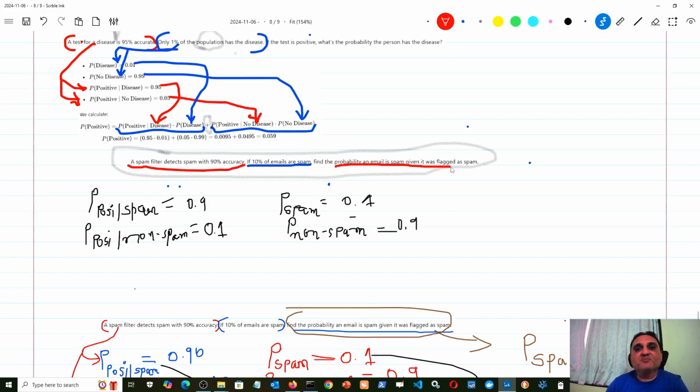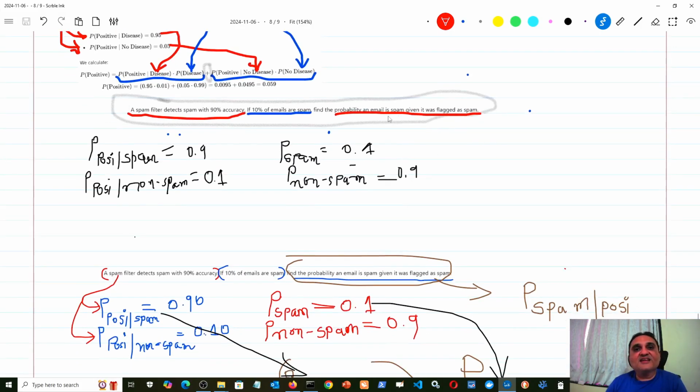Now using these four parameters, you are asked to find the probability of an email being spam if it was flagged as spam. The testing process gave me that the email is spam, but what is the probability that it is actually spam? If my test were 100% accurate, there would not be any problem. But my test itself is 90% accurate, and out of the total population only 10% of emails are spam. So if an email is flagged as spam, what is the probability that it is spam? So that means P of positive.